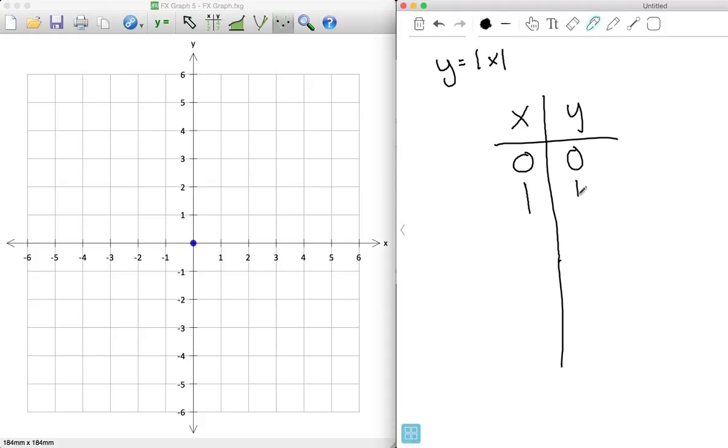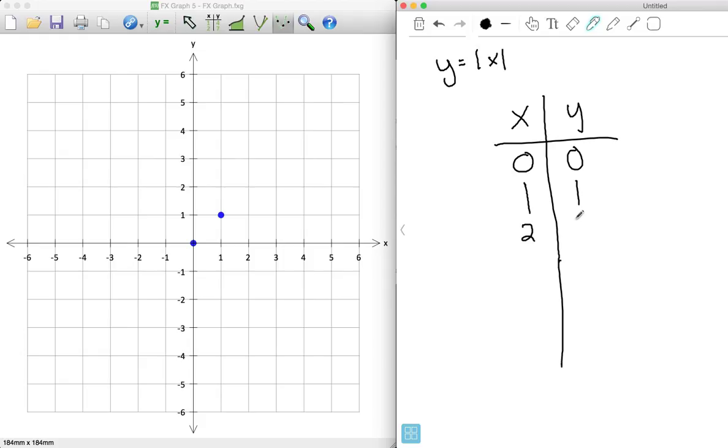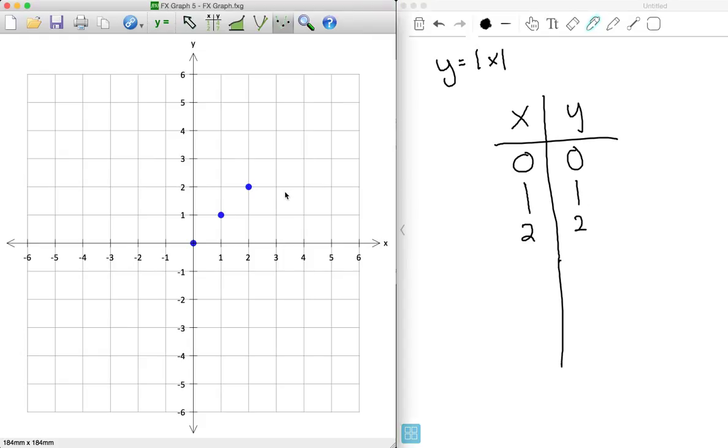Next, I'm going to pick an x of 1. The absolute value of 1 is 1. So I get a point here. Next, I'll pick an x of 2. The absolute value of 2 is 2. So I get a point here. Okay, and it continues on. The absolute value of 3 is 3. The absolute value of 4 is 4, and so on. You're going to get dots all the way up this diagonal line.